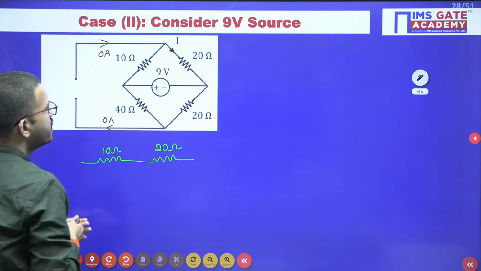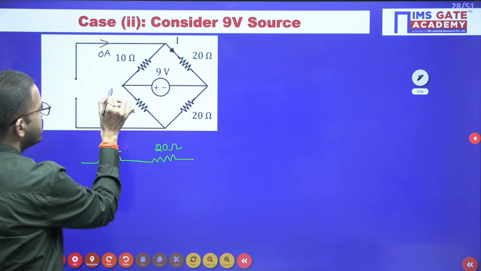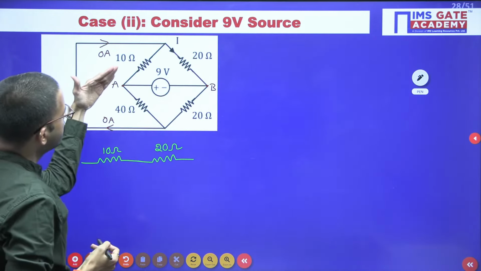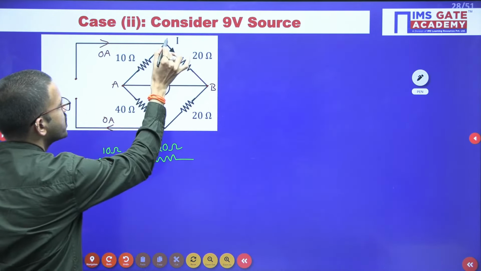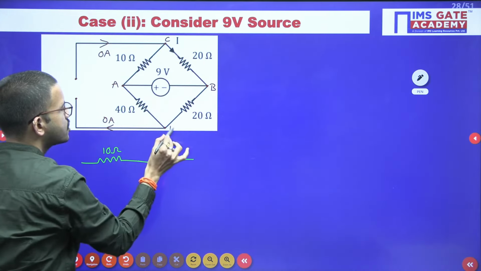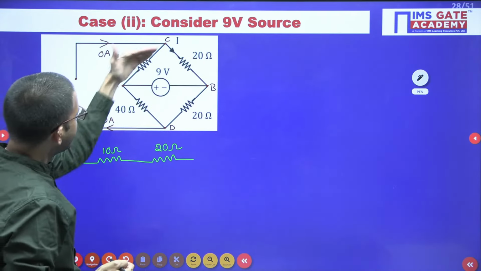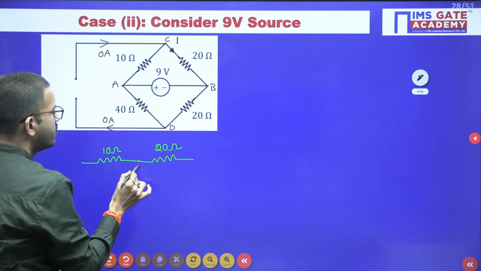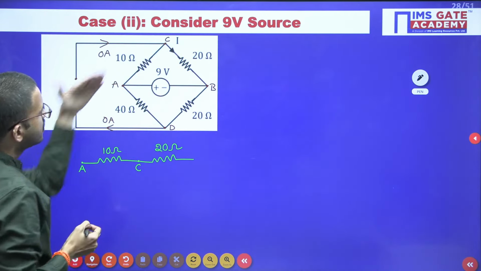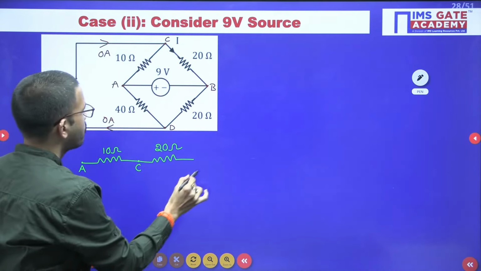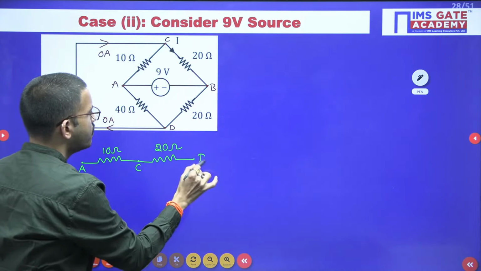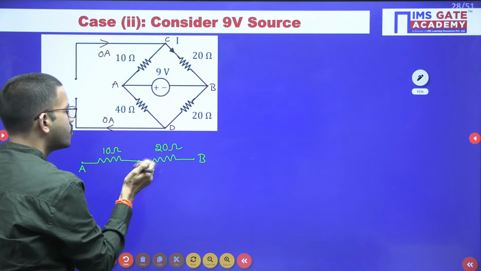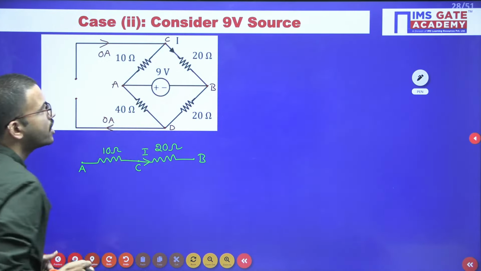After that, say for example here I am considering this as point A and this as point B, node A, node B. Between A and B we have this one, which you can call node C, and this one say node D. Between A and C we have 10 ohm, and between C and B we have a 20 ohm resistor, and the current flowing in the 20 ohm resistor is labeled as I. We have to calculate that.